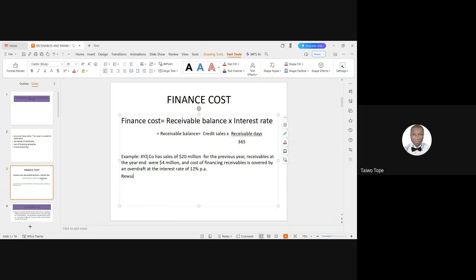You are required to calculate the receivables days for XYZ, and B, you can also calculate the annual cost of financing receivables.